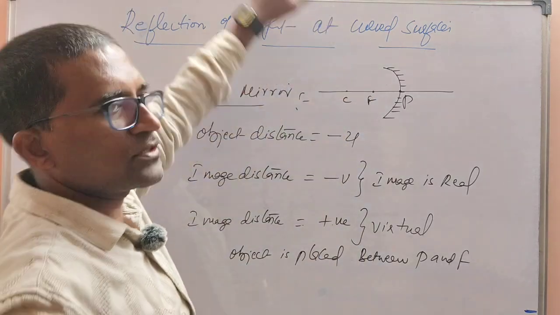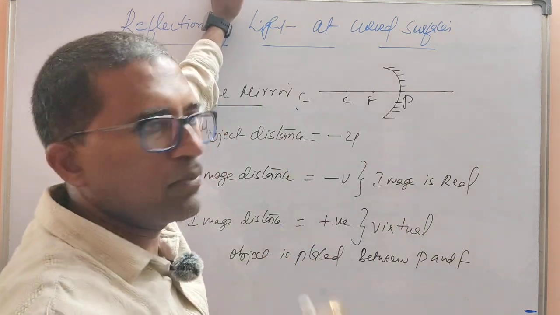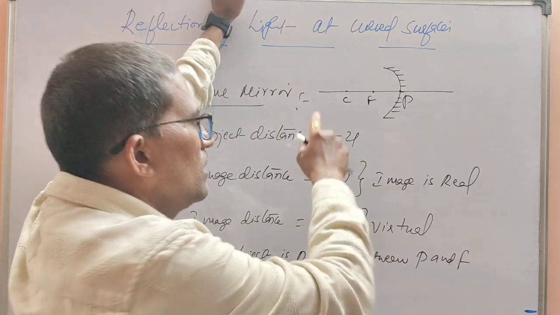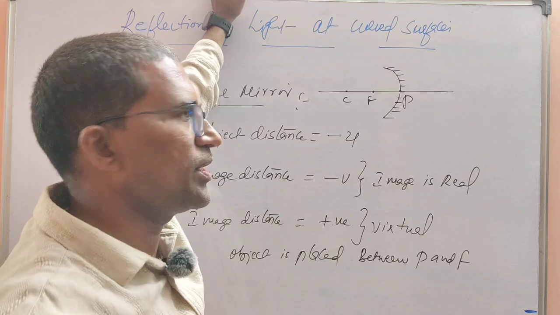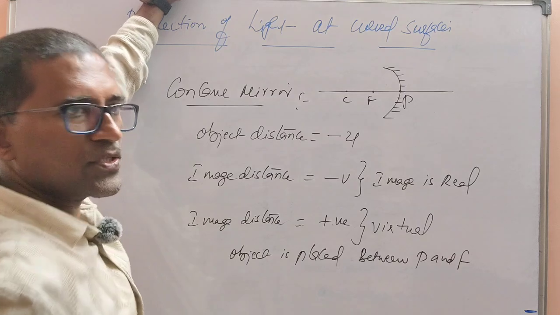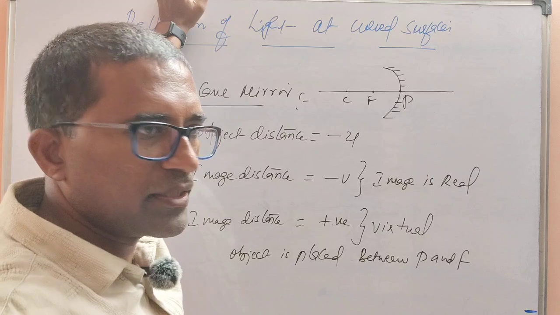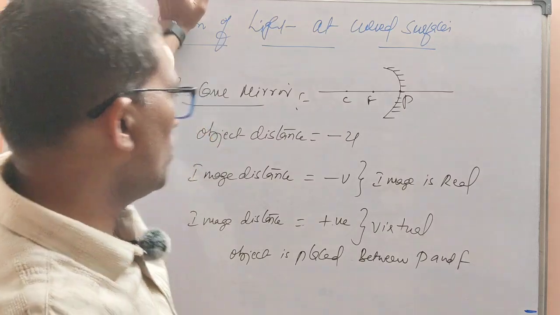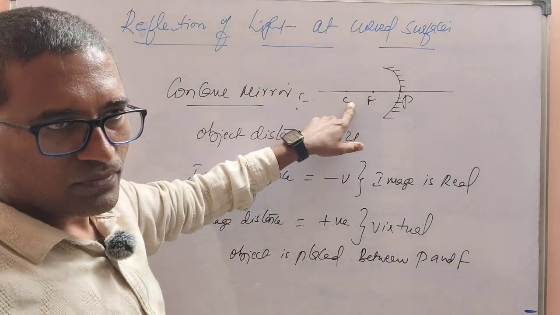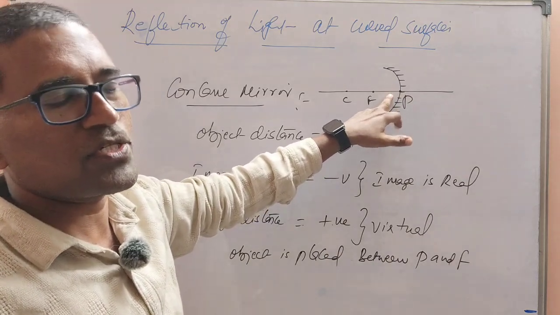I'm explaining directly because you already have an idea about the pole, the center of curvature, and the focus. Because of problems, I just want to let you know about the conventions, how we are taking. When you are giving signs to the object distance or image distance or focal length, we should always measure the distances from the pole.